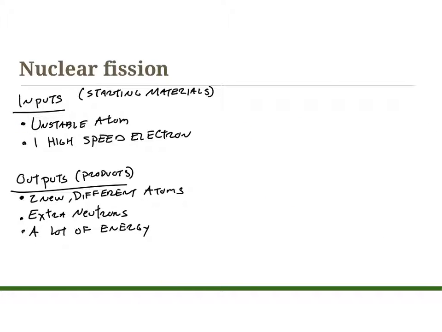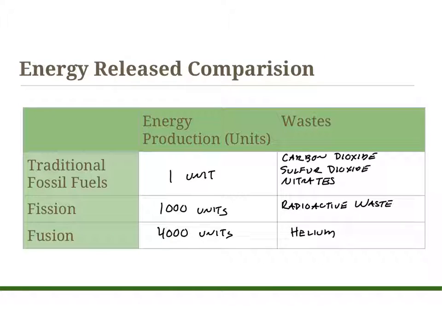So nuclear fission has sort of like an input side and an output side. The input side are our starting materials, so we start with an unstable atom and a high-speed electron. And the output side is like our products, where we get two new different atoms with extra neutrons and a lot of energy. So that's kind of how nuclear fission shakes out.